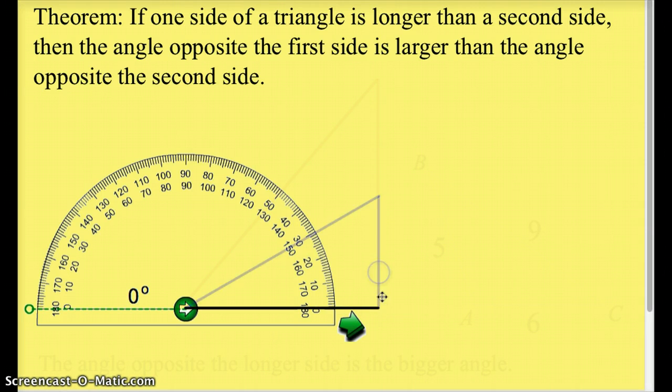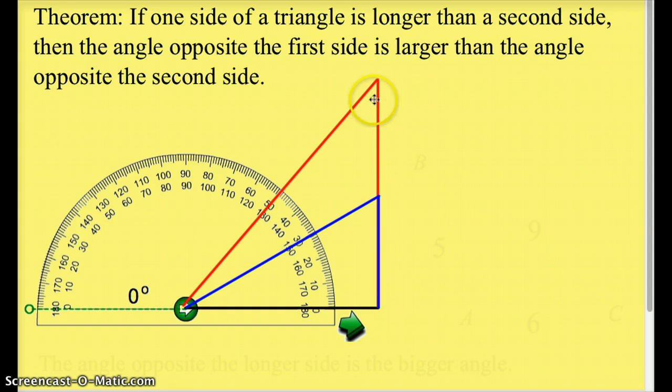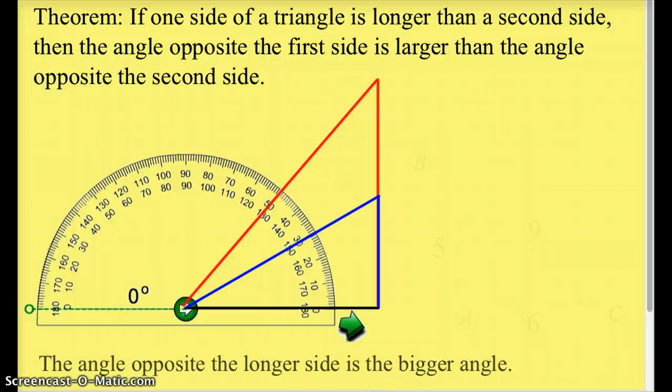If you take a look at this blue line, it is formed by this angle. The red line is longer than the blue one. The angle opposite the red line is larger than the angle opposite the blue line. You'll notice that the red line is formed by a 50-degree angle and the blue line is formed by a 30-degree angle. This is what it's saying. The angle opposite the longer side is the bigger angle.